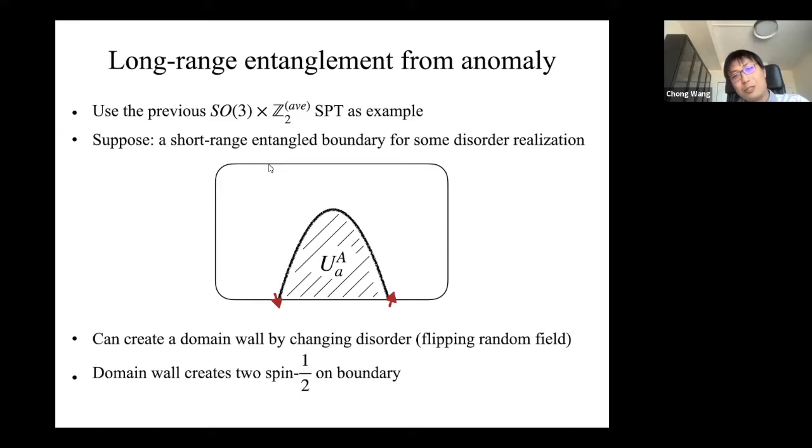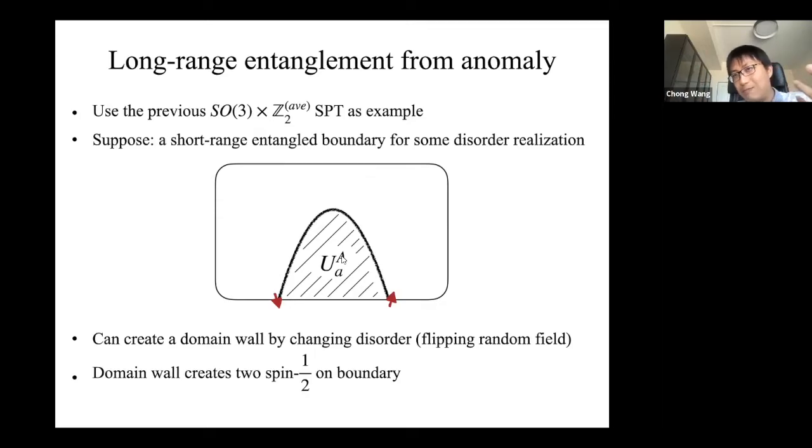But what you can do now is that since the state, by assumption, doesn't spontaneously break the Z2 symmetry, we can always create a domain wall with arbitrarily large size by going to a slightly different disorder realization. And that disorder realization is also very simple. Just flip all the random fields within this region, which I call A. That way I create a domain wall at the boundary of this region A.